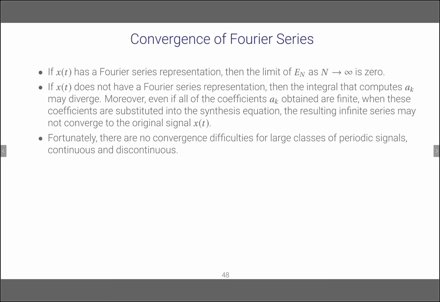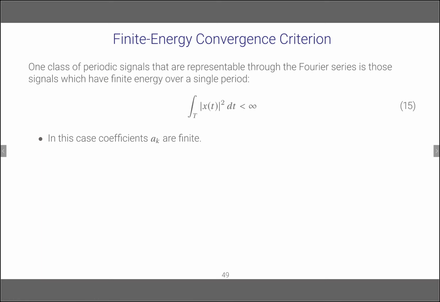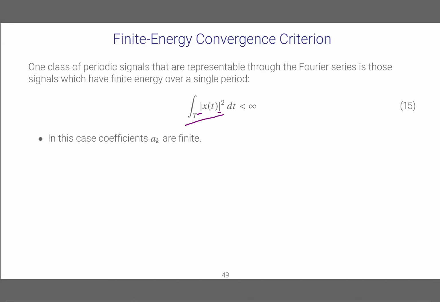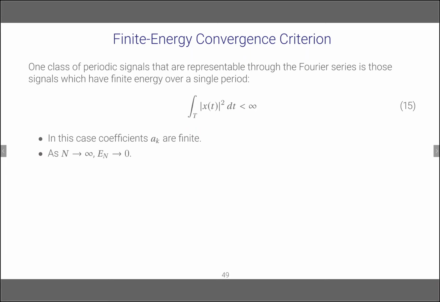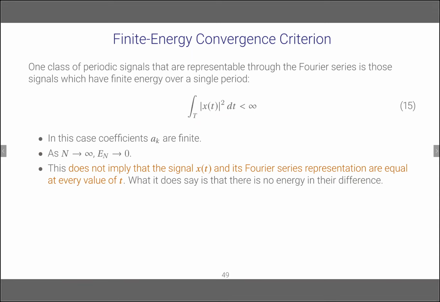Fortunately, there are no convergence difficulties for a large class of periodic signals, continuous and discontinuous, that we usually encounter. So first, the finite energy convergence criterion. One class of periodic signals that are representable through the Fourier series is those signals which have finite energy over a single period. So if you take the magnitude, square it and integrate it, it's finite. In this case, the Fourier series coefficients a_k are finite. As n goes to infinity, a_n goes to 0.